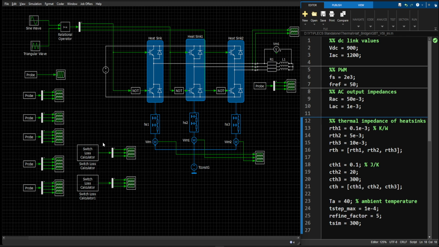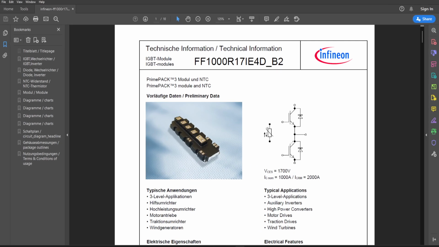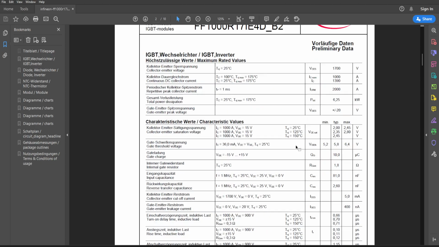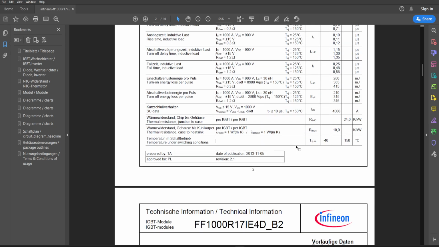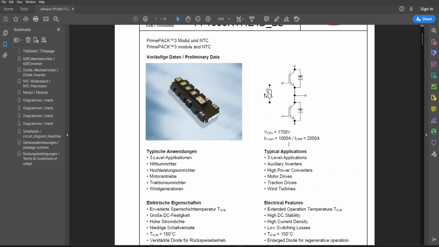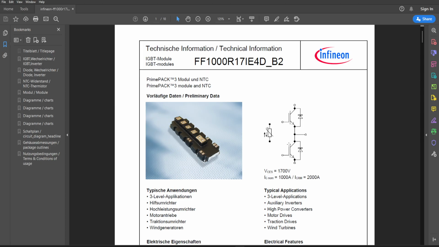So this is a continuation of my previous video tutorial. In the last video, we saw how to characterize a power electronic semiconductor device, and we went through the data sheet, as you can see here, of this particular IGBT with anti-parallel diodes, and we extracted the necessary data for the thermal modeling into the PLECS environment.